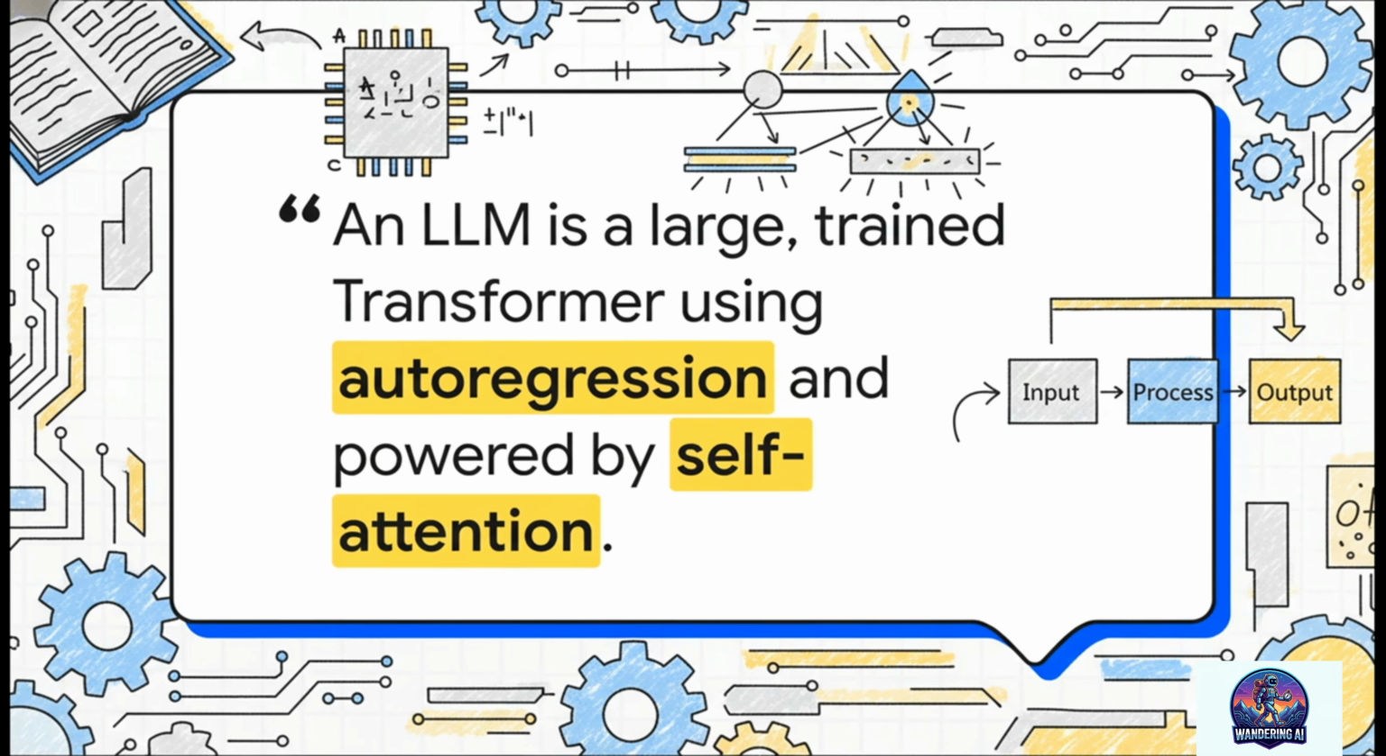And that brings us to the secret recipe. When you put all those pieces together, here's what you get. A modern large language model is simply a large decoder-only transformer that is powered by self-attention, executing one core task, autoregressive next token prediction. That's the whole game.